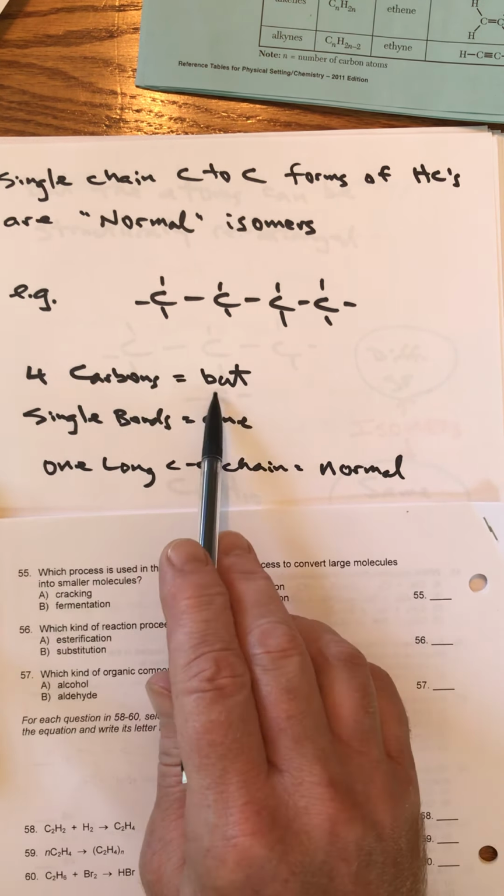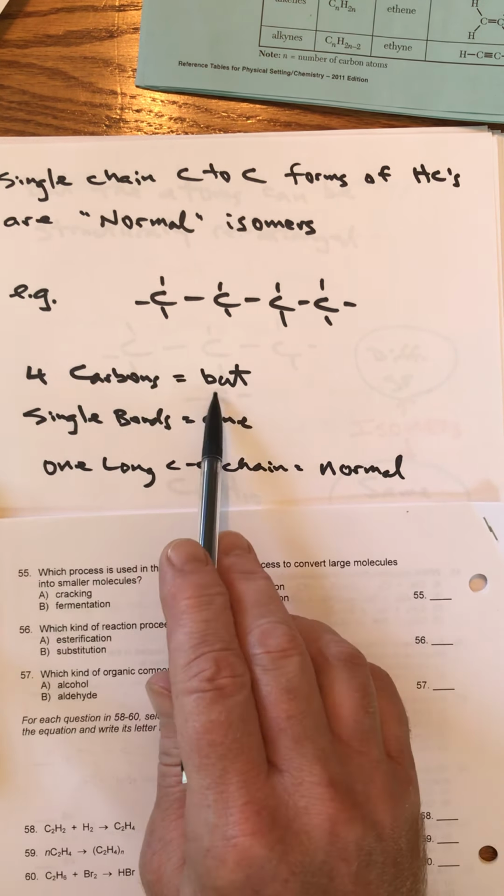Structural formula is the drawing. The molecular formula is simply inventory, C4H10. 1, 2, 3, 4, 5, 6, 7, 8, 9, 10. The IUPAC name is n-butane, and if they just say butane, it implies you've got the normal isomer.